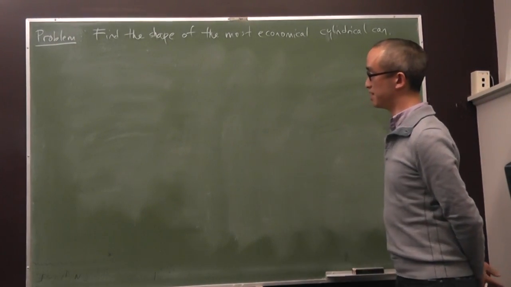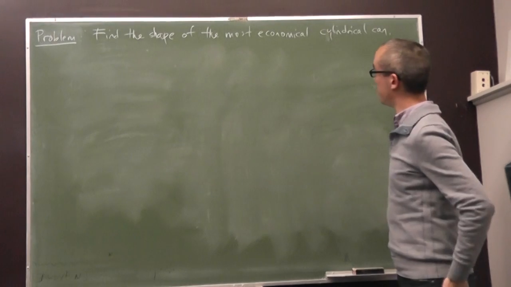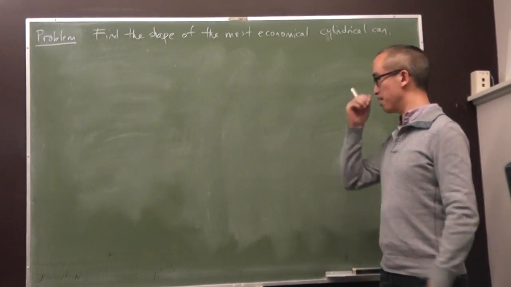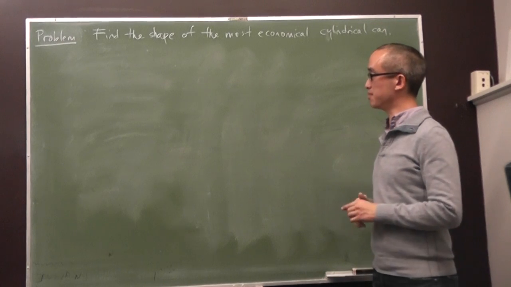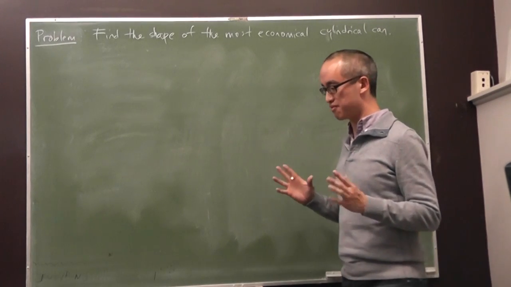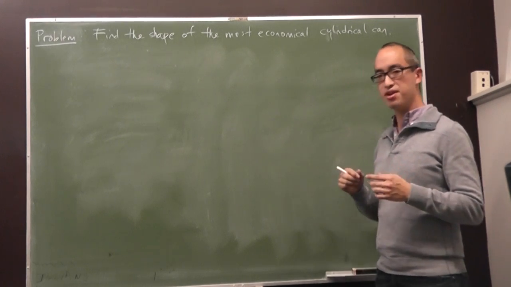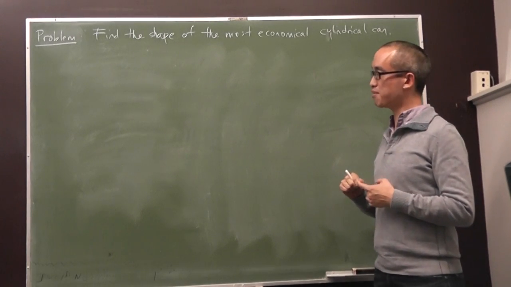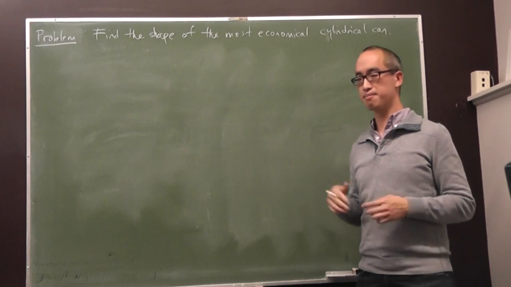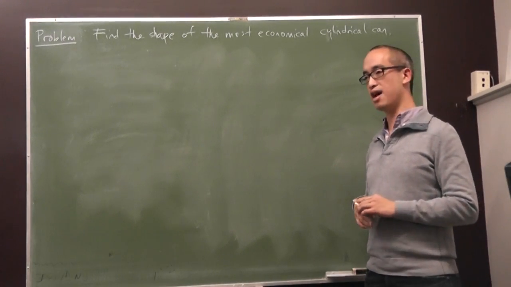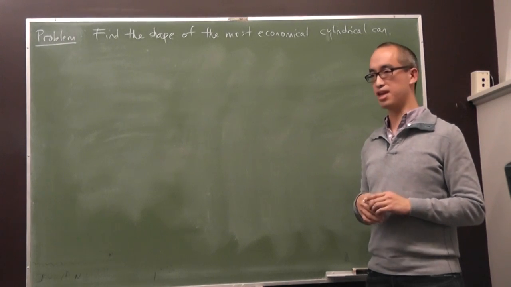So the problem we have today is to find the shape of the most economical cylindrical can. Now this is a vague problem, and I think it's a deliberately vague problem. There are at least a couple of ways of thinking about it. We could ask ourselves, first, given a fixed volume, how do we minimize the surface area of the can? Or second, given a fixed surface area, how do we maximize the volume of the can?